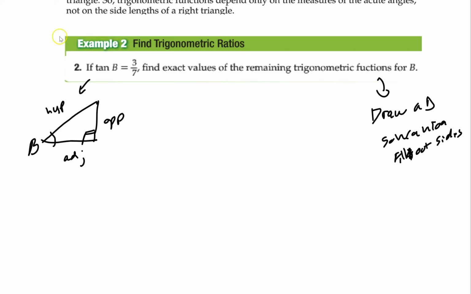Now, how do I fill out the sides? Well, I know something. I know tan is 3/7, and tan is TOA, so opposite over adjacent. Opposite has to be 3. Adjacent has to be 7. And then if I have two sides of a triangle, remember how to find the third side? Think back to geometry. Famous theorem. That is the Pythagorean theorem. So if I want to find a missing side here, I could use the Pythagorean theorem.